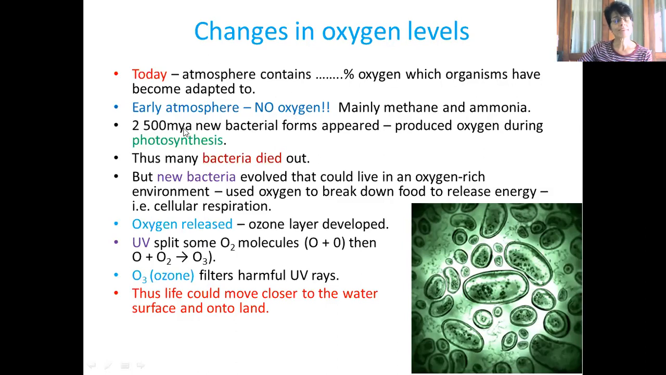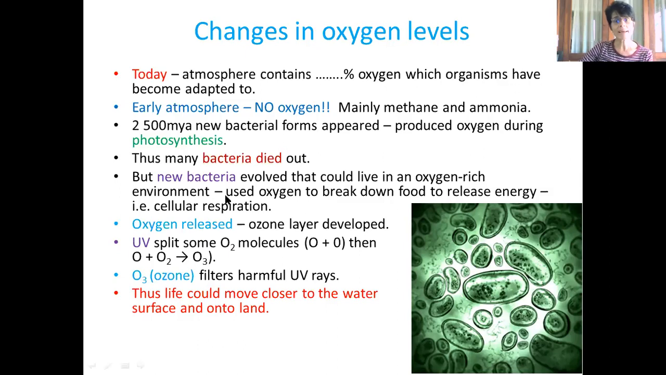Then about 2,500 MYA, millions of years ago, that is a proper unit, so you can definitely use that, new bacterial organisms appeared, and they were photosynthetic, so they produced oxygen. Then it became an oxygen-rich environment over millions of years, and that caused many of the ancient forms of bacteria, the archaic bacteria, to die out. Obviously some of them did not die out. They still live in sulfur springs today, as I said before.